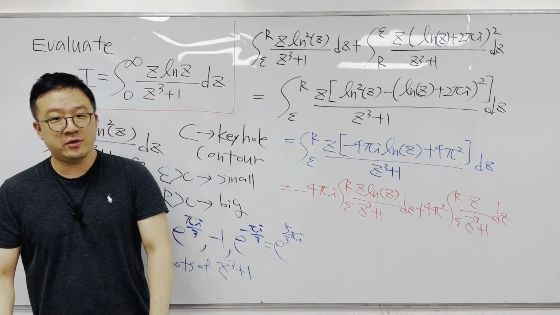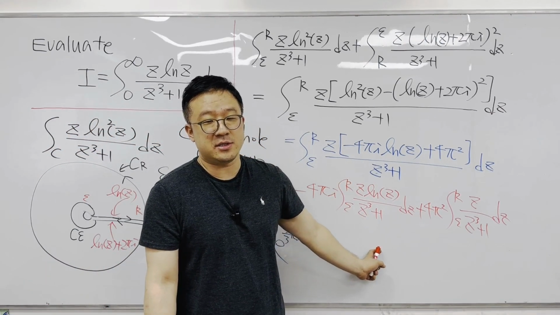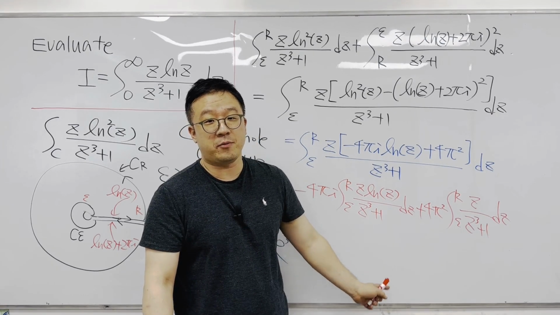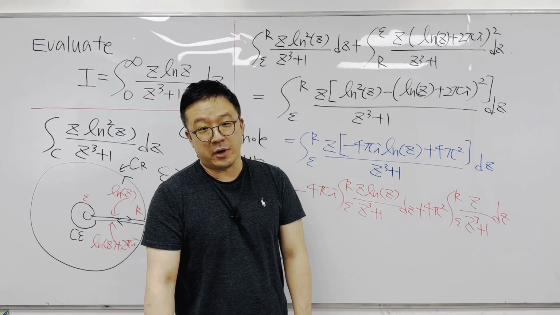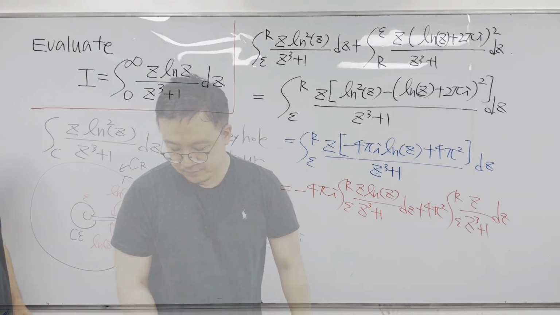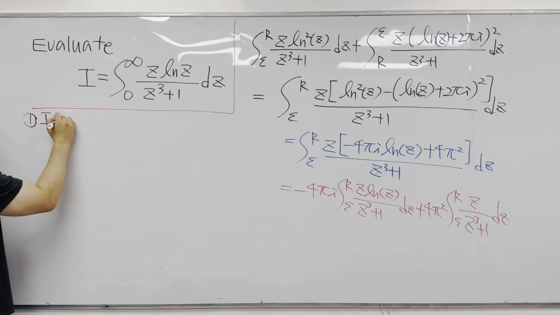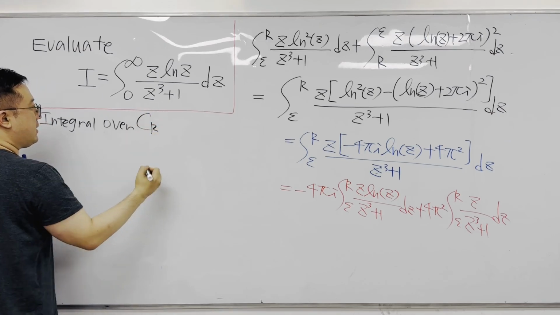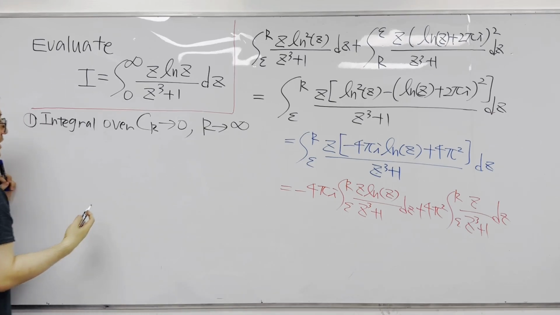Now what we need to do is think about what will happen to the integral for C_R and C_epsilon. C_R was the circle of radius R, and C_epsilon is the circle of radius epsilon. So let's talk about what will happen to the integral over C_R. Okay, this will become 0 if your radius R is going to infinity. We can easily check this out.